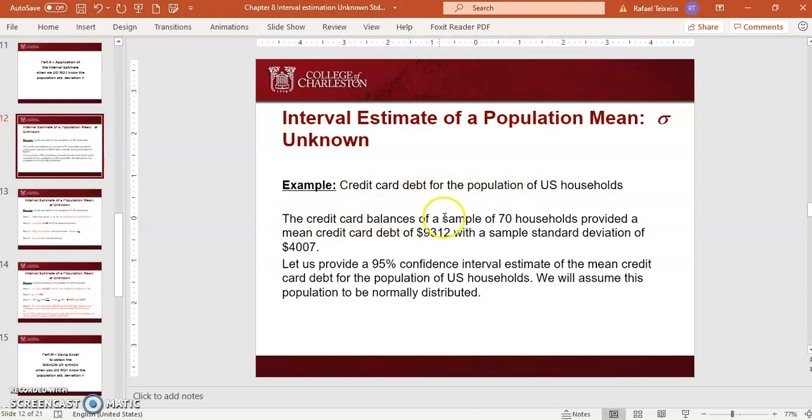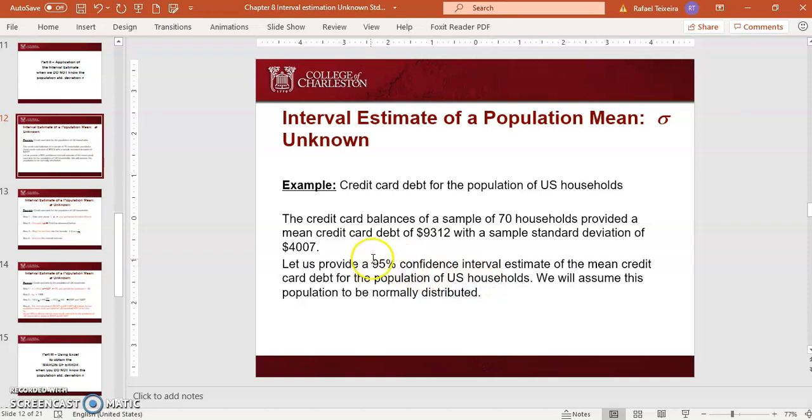The credit card balances of a sample of 70 households provided a mean credit card debit of $9,312 with a sample standard deviation of $4,007. Let us provide a 95% confidence interval of the mean credit card debit for the population of US households.